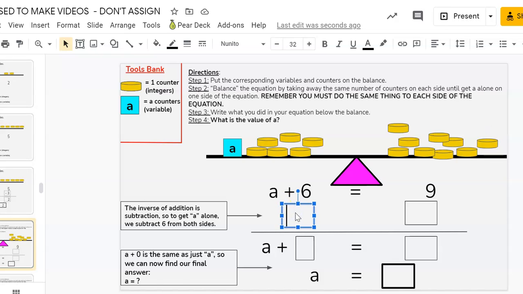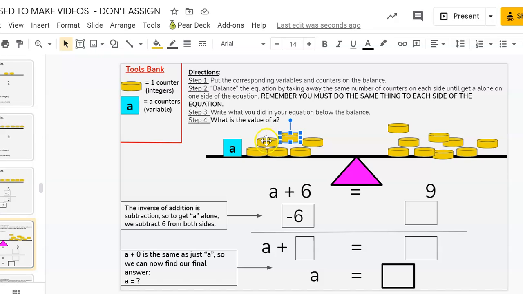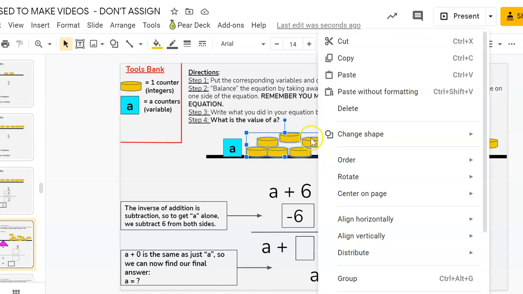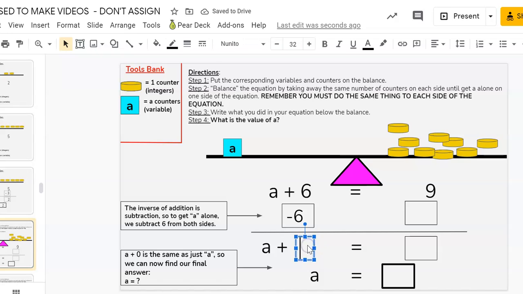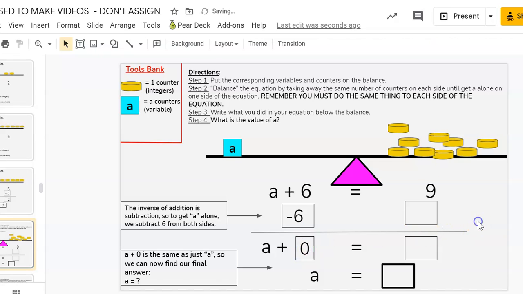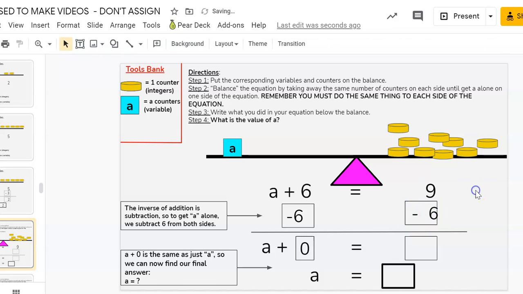So that means right here I'm doing minus 6. I can show that in my equation, or in my balance, by going ahead and deleting those 6 that I put here. 1, 2, 3, 4, 5, 6. I'm just going to click them, right click, and delete. So now I just have a plus 0. Remember, if I subtracted 6 from this side, it means I have to subtract 6 from the other side as well. So I'm going to subtract 6 over here.